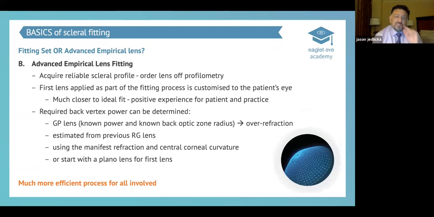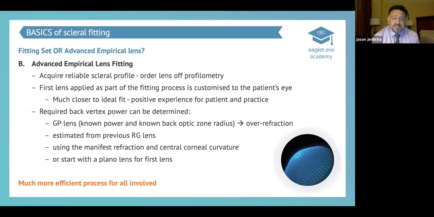So the alternative is what we call an advanced empirical lens fitting process, and that is when we acquire reliable corneal and scleral shaped data from a profilometry. We use that data and the first lens fit software that's incorporated in our profilometer, in our instrument, to help to know the proper lens sag and toricity, and to come up with almost an ideal fit based off the patient's corneal and scleral profilometry.